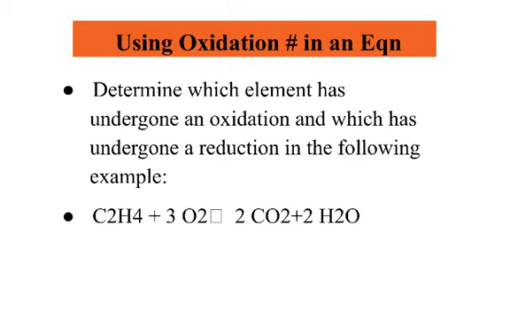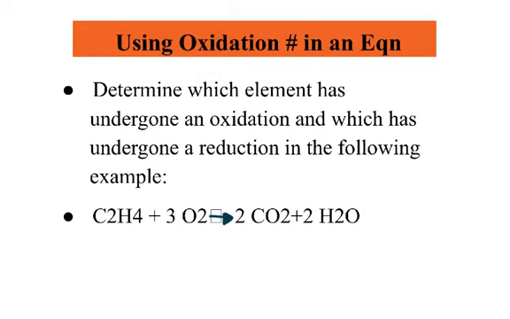So the way we use them normally, we do that process, but we use it in a bigger context. So we go back to an equation like the one that I've got below here, and we can use it to figure out who's undergoing the oxidation and the reduction. So that's what we're going to do next. So we're going to take this formula, C2H4 plus O2 making CO2 plus H2O. It doesn't really matter about the balancing, so I'm just going to leave that out. But what we're going to do is put oxidation numbers above each element, and then use the oxidation numbers to see who has undergone a change in oxidation number. And that will help us figure out who lost electrons, who gained electrons.